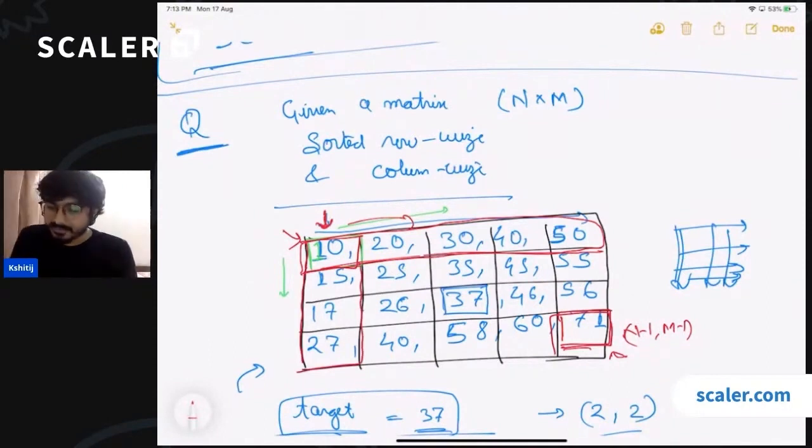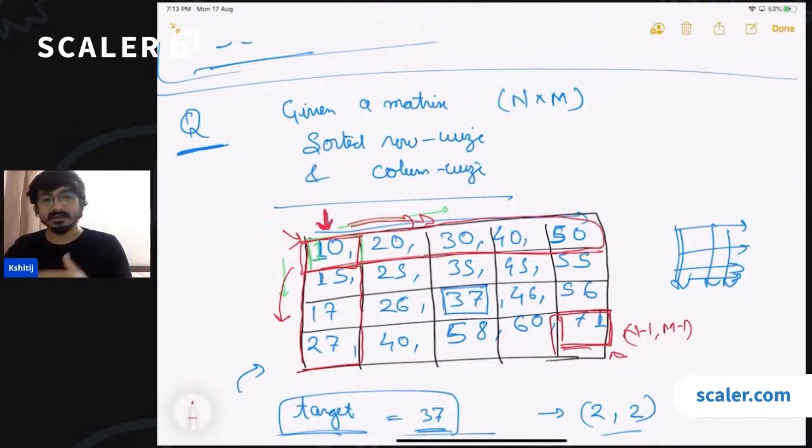So if the target is greater than 10, it can be present anywhere in the matrix, right? If we are starting the search from here, we are unable to make any conclusive decision, because all the elements here and all the elements here are following the exact same property, which is that they are greater than 10. So this is not allowing us to discard any of the search space, correct?